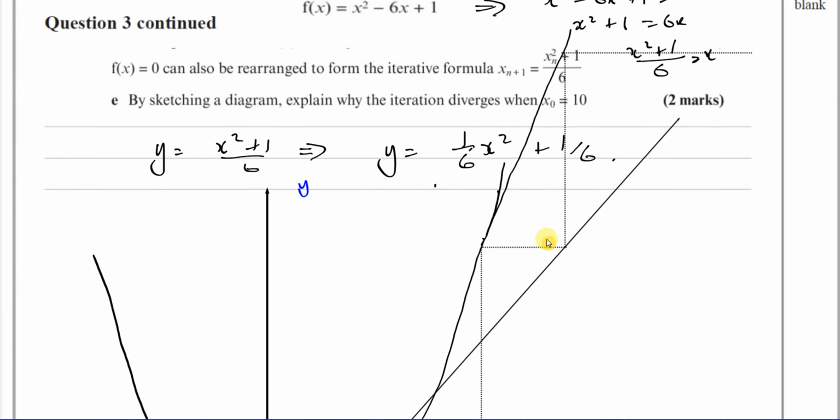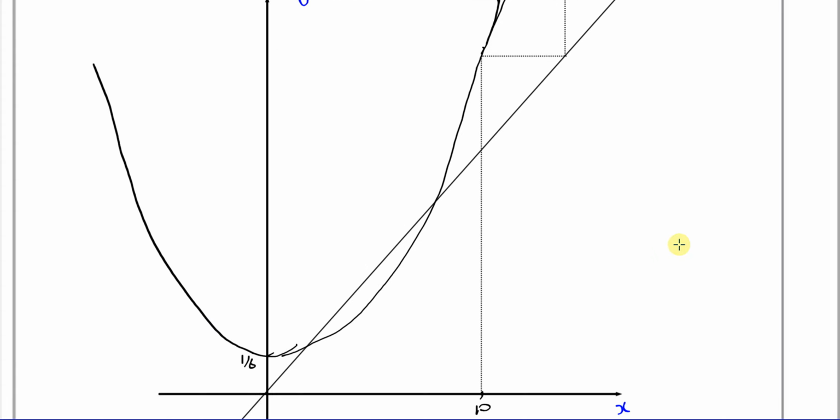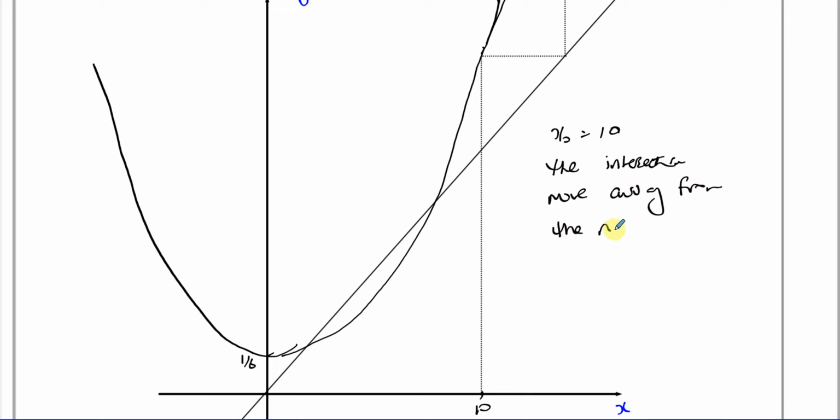So by sketching the diagram, explain why the iteration diverges when x0 equals 10. So we can say when x0 equals 10, we can say intersections move away from the root or the roots. You could say the output values. That's how I would word it.